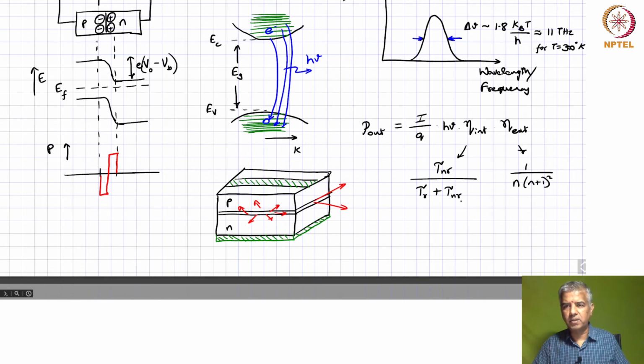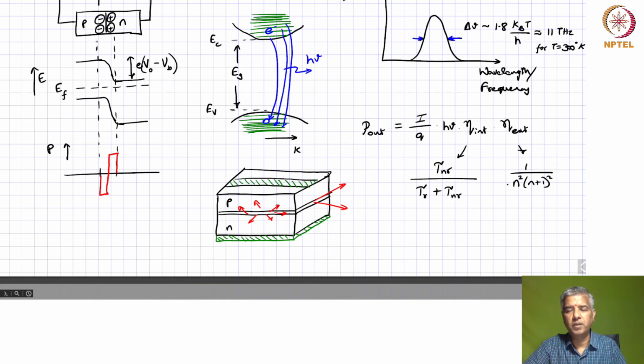So if you say n for gallium arsenide is greater than 3, we are looking at a fairly small number. I think this is n square into n plus 1 the whole square. That's what it comes down to. So we're typically looking at only a fraction of the light going through, 1 to 2% and so on.